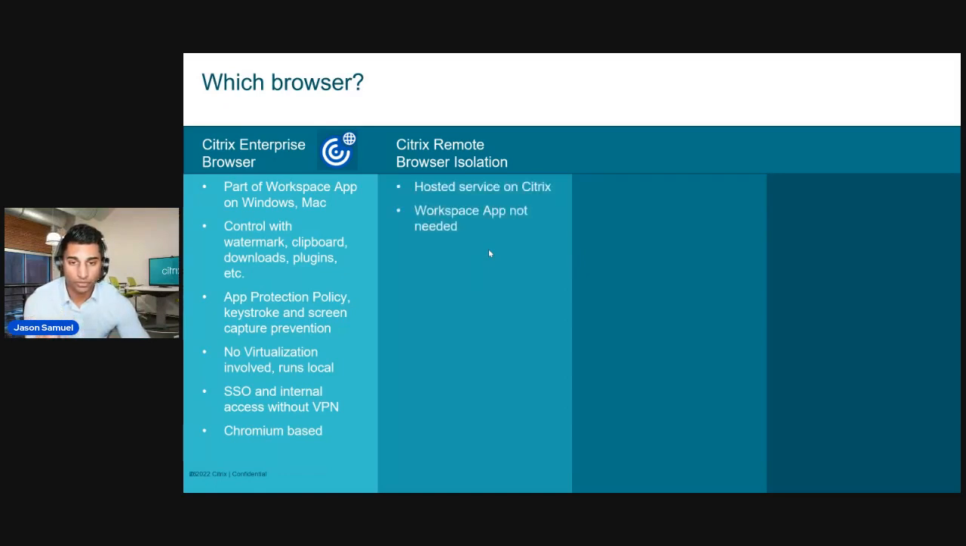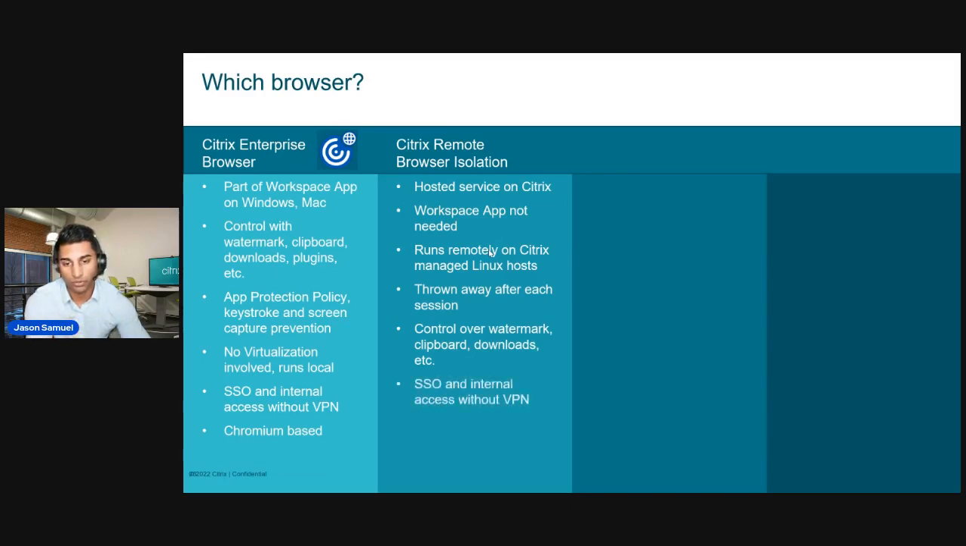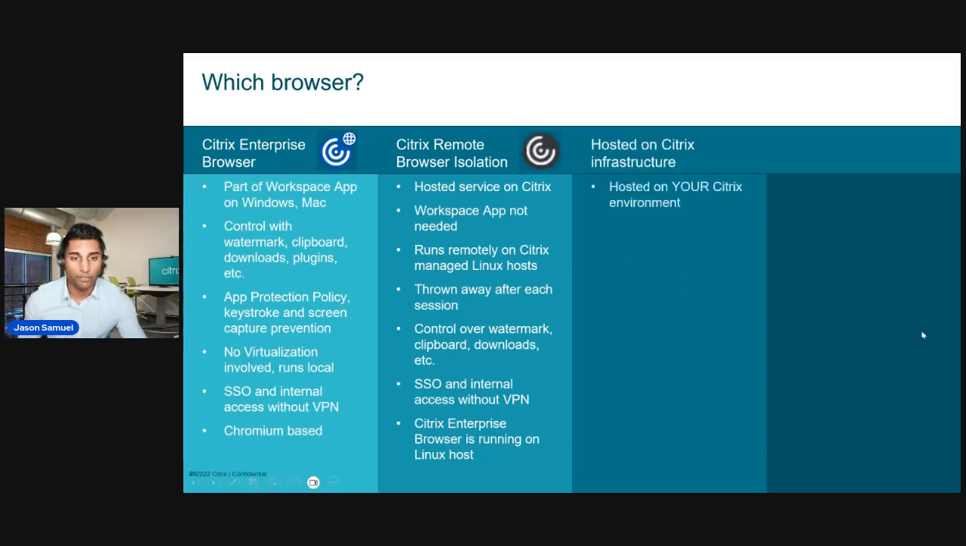We also have the hosted service on Citrix, which is a remote browser isolation. You don't need the Workspace app for this. It runs across a bunch of Citrix managed Linux hosts in the data center that Citrix manages so that there's no threat to your environment at all or to your clients. Thrown away after each session, control the watermark, SSO without VPN, and the enterprise browser is also running on a Linux host. So it gives you just another way to get a browser out to the user depending on your use case. Do you want it to run on the local client? Do you want it to run in the data center with the traditional published apps? Or do you want it to run in a service that's a throwaway that you don't have to worry about security at all? Hosted on Citrix infrastructure.